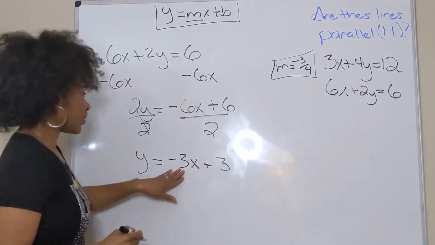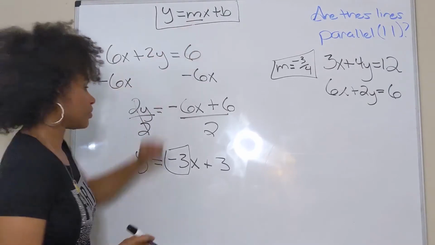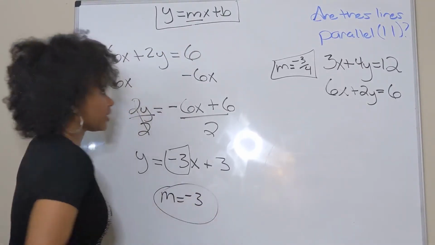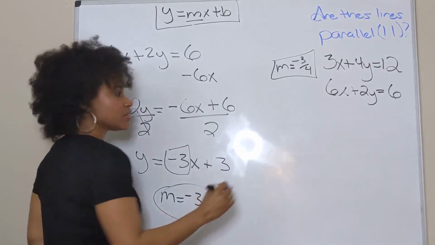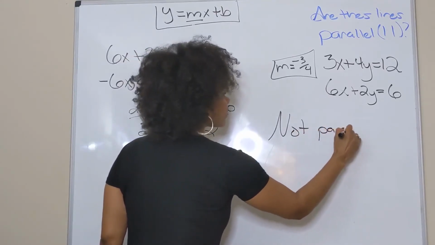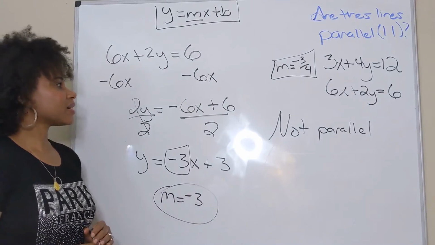All right. But what I want to look at here is my slope, which is the term in front of your x value. My slope, or my m, is negative 3. And so my slopes are not the same. So these two lines are not parallel. So if you were to graph them on a coordinate grid, they will not be parallel lines. All right.